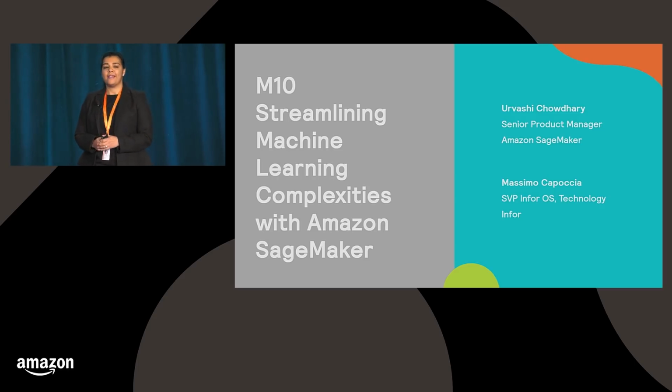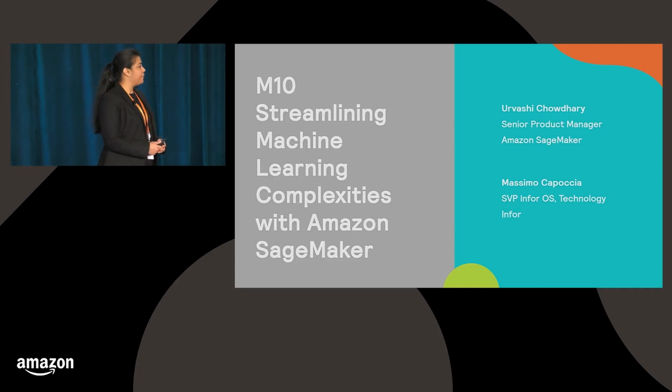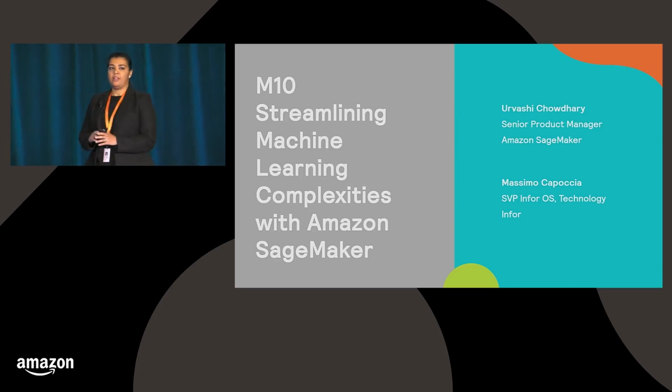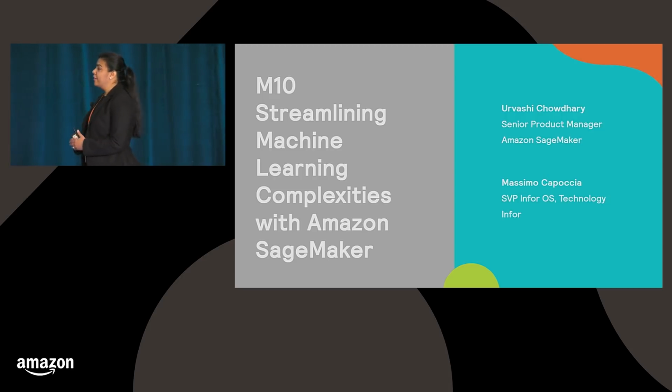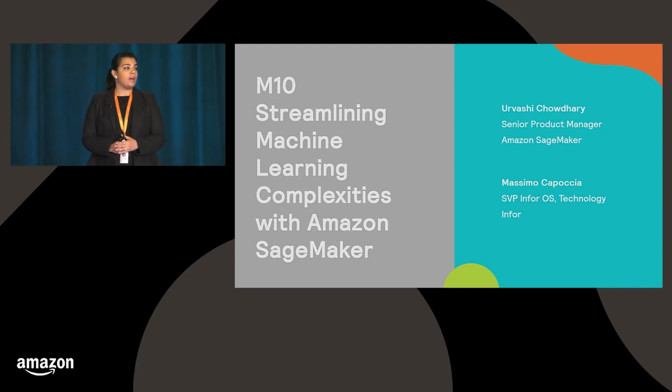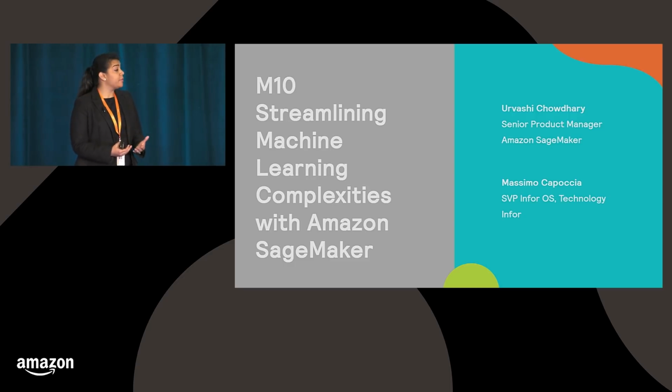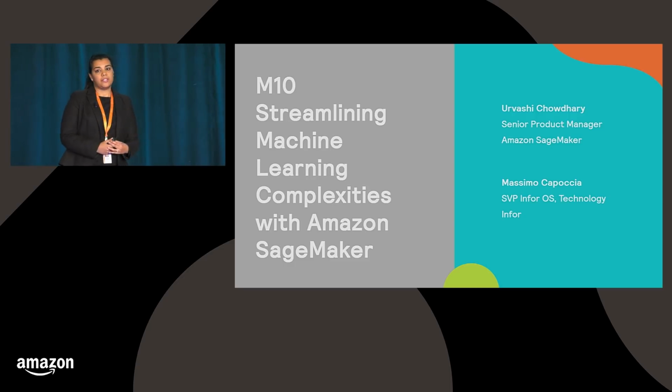My name is Urvashi. I'm a product manager on Amazon SageMaker, and I've been with Amazon for about 6 years. So I'll spend a short amount of time giving you an overview of Amazon SageMaker and its capabilities. And we'll spend the majority of this time hearing from Massimo on how Infor, an AWS customer, is using Amazon SageMaker to accelerate their machine learning initiatives.